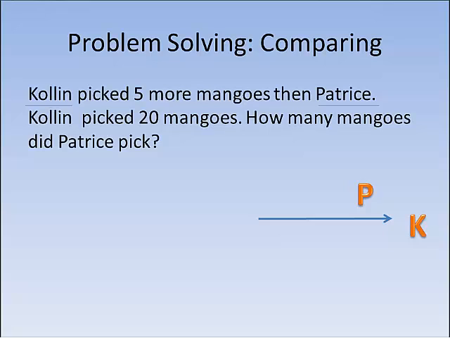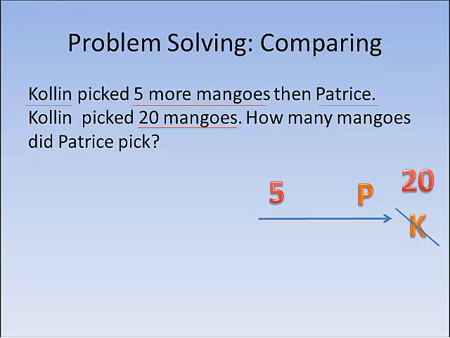After determining what our variables are, now we need to find what our known numbers are. Colin picked 5 more mangoes than Patrice, so we know that 5 would be one of the numbers. And Colin picked 20 mangoes. Bingo, we know how many mangoes Colin picked. Now we can replace K with 20 and 5 in the unknown.